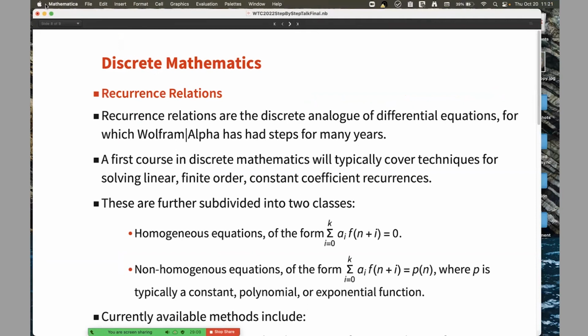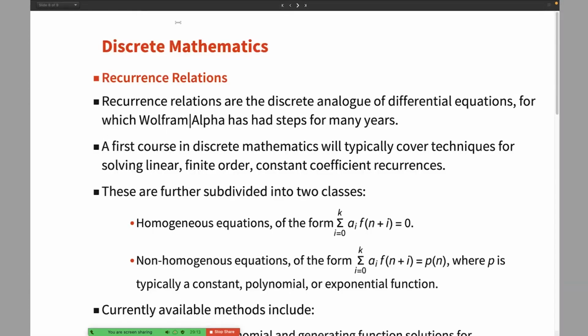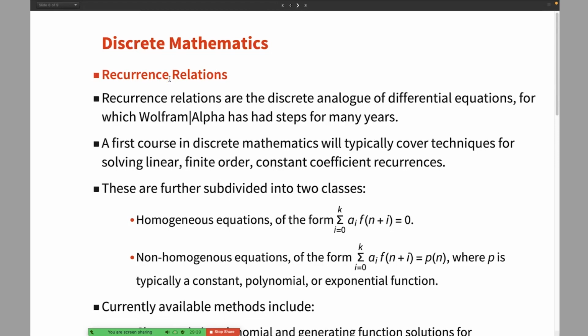Yes, so we have also continued working on step-by-step solutions to discrete mathematics problems. This year, particularly in 2 areas, we introduced a lot of new step-by-step functions. The first area is solutions to recurrence relations. Recurrence relations are the discrete analog of differential equations, and we have had step-by-step solutions for these kinds of problems for many years, I believe since at least 2015.